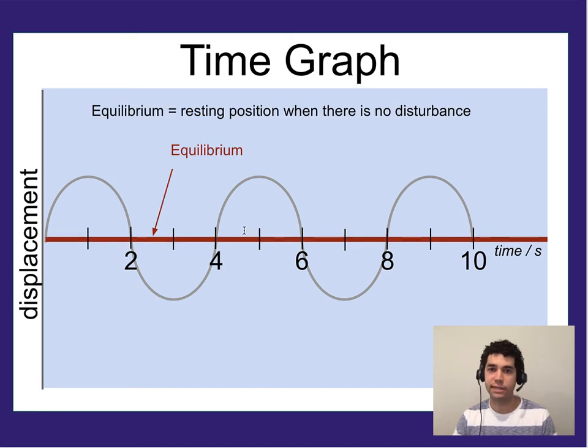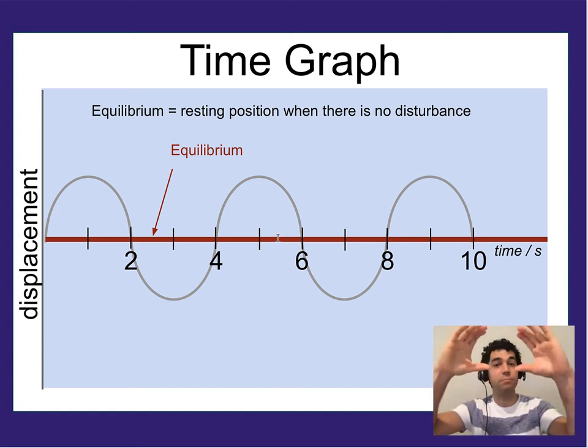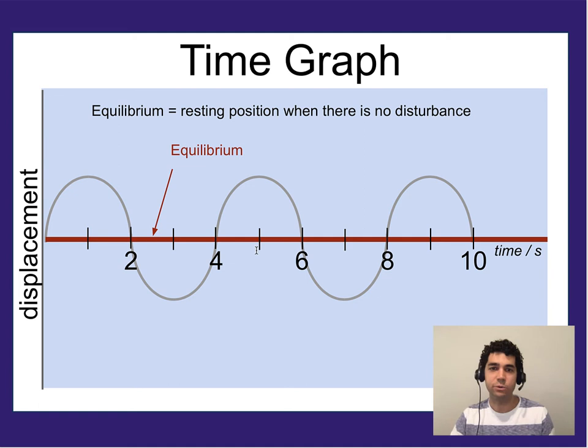Now this center line here is called equilibrium. It doesn't actually have to be exactly at zero. We could have the entire wave shifted up or something along those lines. But the equilibrium point is basically where things would be if we didn't have a disturbance. If you imagine this as water, the water would come back to the equilibrium level after the wave or disturbance passed. So equilibrium is the resting position.